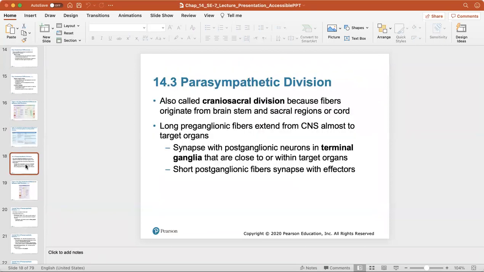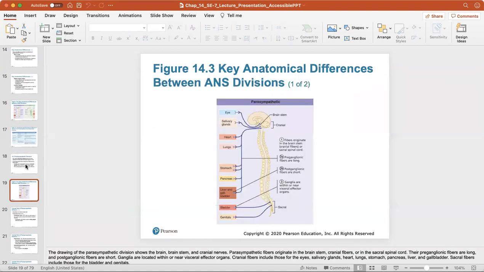So the parasympathetic division, a little bit more about this. It's the craniosacral division because of where the fibers originate. It has long preganglionic fibers extending from your central nervous system almost all the way to the target organs. More key differences. This is showing a parasympathetic chart there.